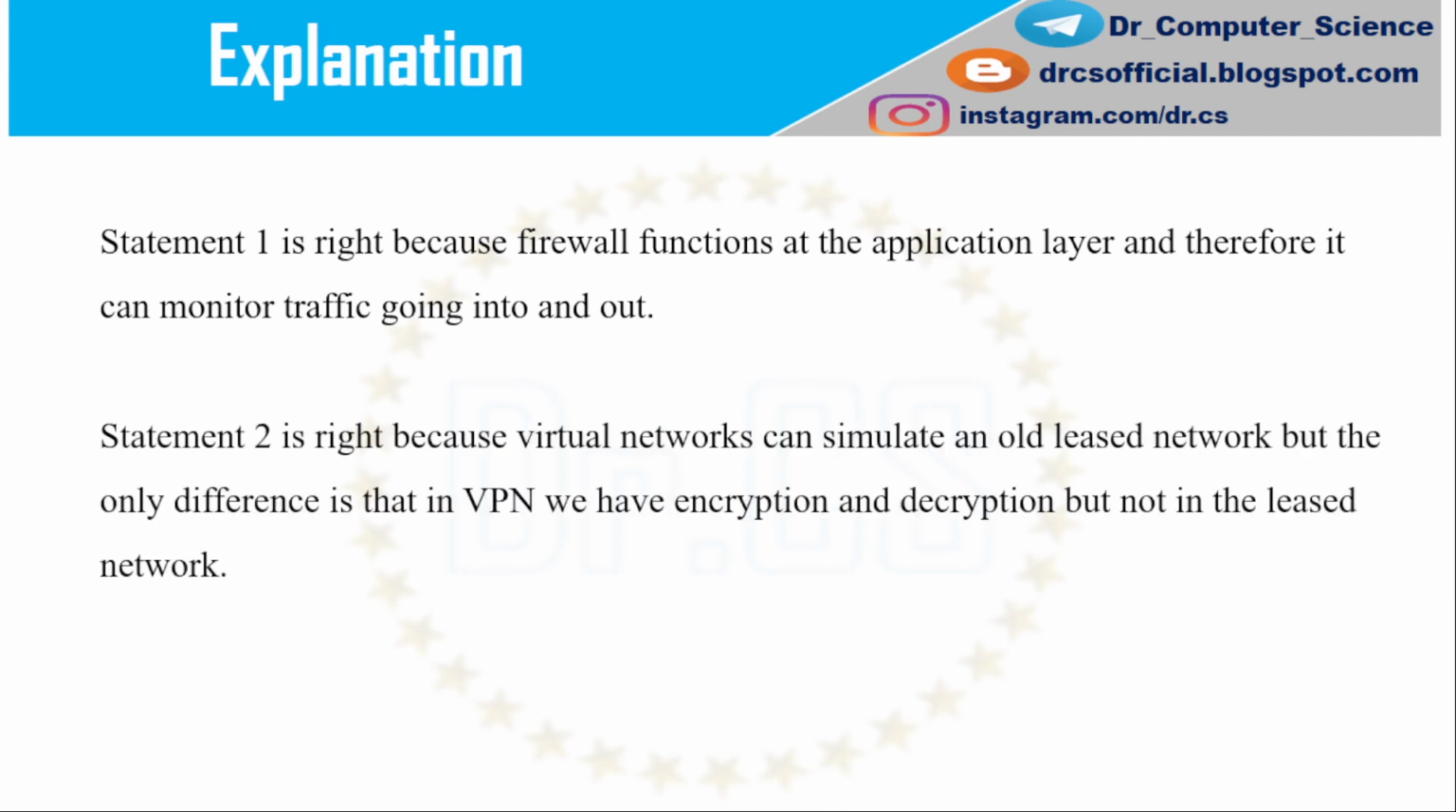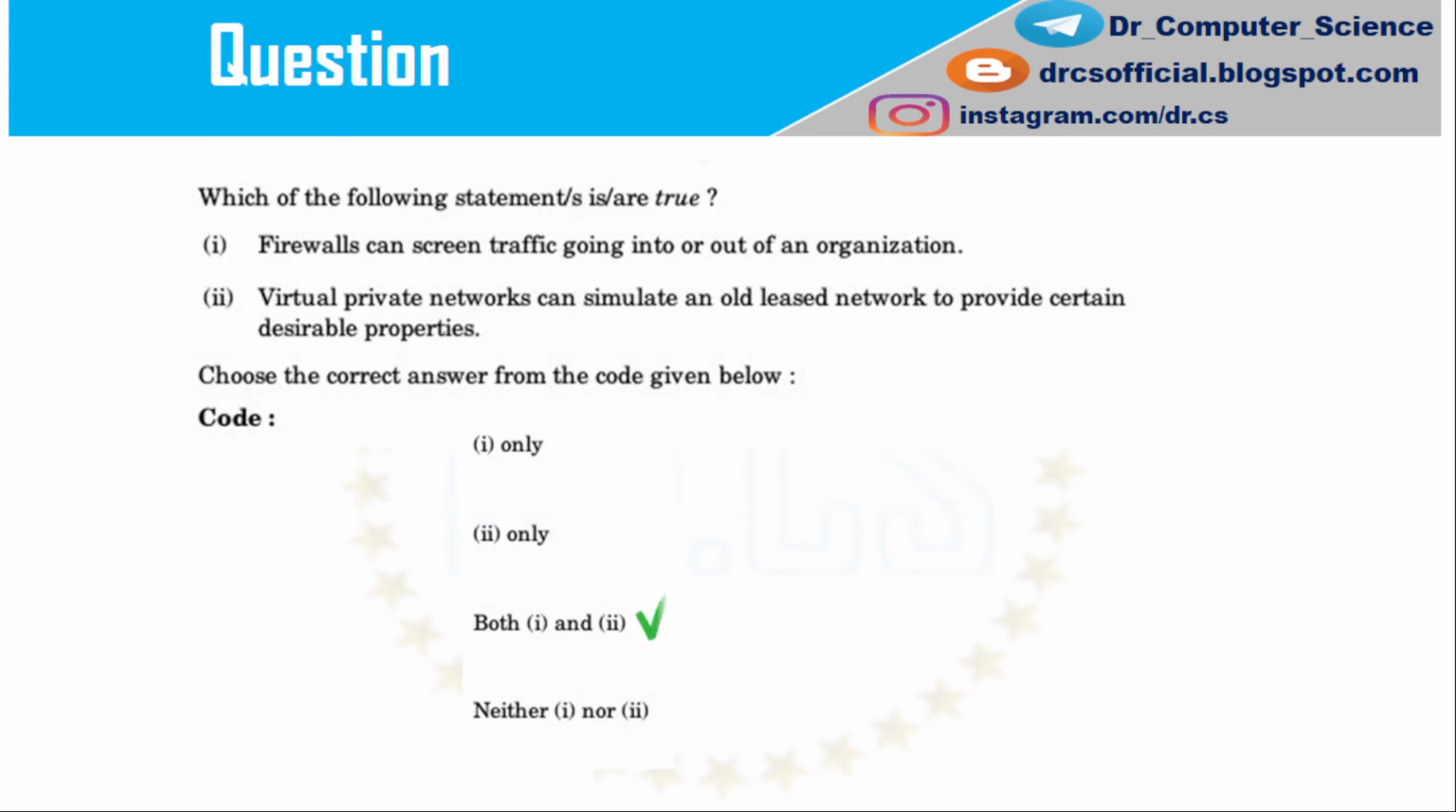Statement 2 is right because a virtual private network can simulate an old leased network, but the only difference is that VPN can have encryption and decryption, but not the leased network. So both 1 and 2 are correct.